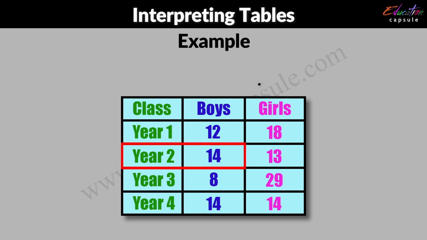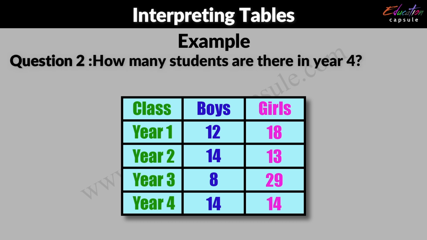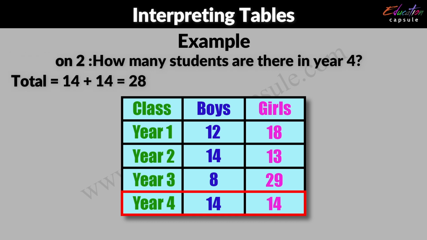Question 2 is, how many students are there in year 4? As we can see in the table, highlighted in red color, the number of boys are 14 in year 4 and the number of girls are also 14 in year 4. So the total number of students are 14 add 14, that is equal to 28. Now let's try another question.